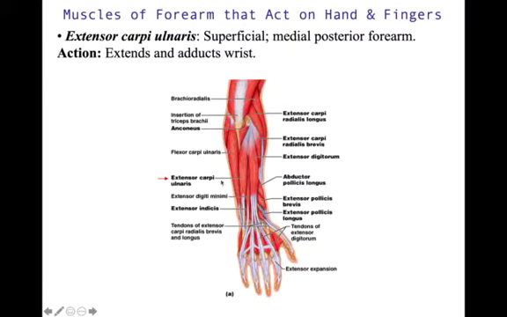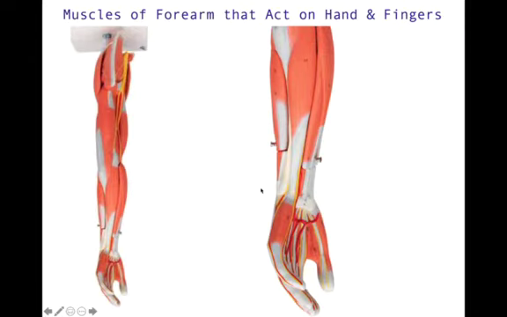So here's now a posterior view of it. There's the elbow right there, and you can see now this is the pinky, so I'm looking on this side. And then you can see right here is that extensor carpi ulnaris.